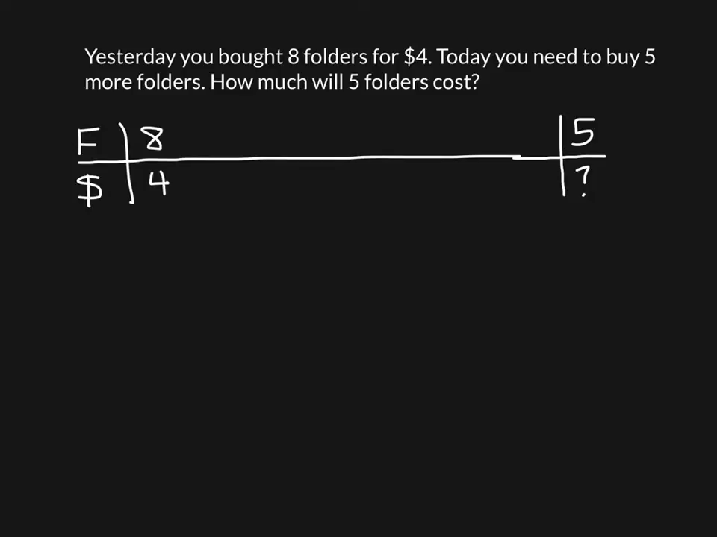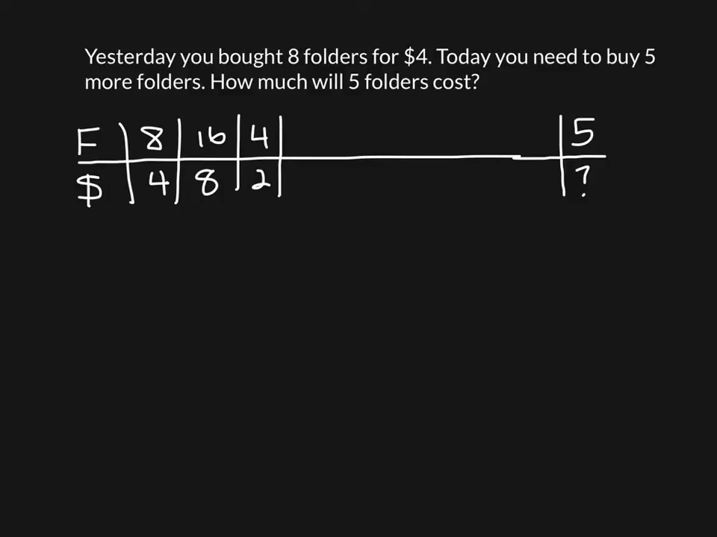Now remember we talked about we can double this, right? We said if I'm gonna double my number of folders, I put 16, I'm gonna need to spend $8, right? But I'm actually not trying to get bigger, I'm trying to get smaller. So let's say I cut the number of folders in half, right? Let's say I want to buy 4 folders, and I would have to cut the amount of money in half too, right? That'd be $2 for 4 folders.